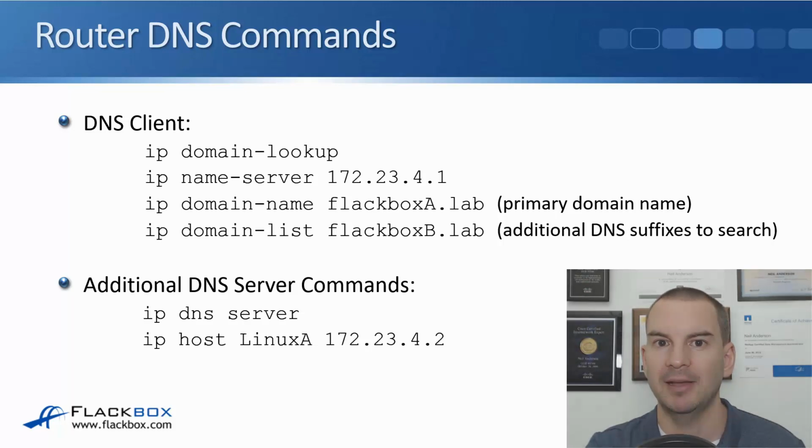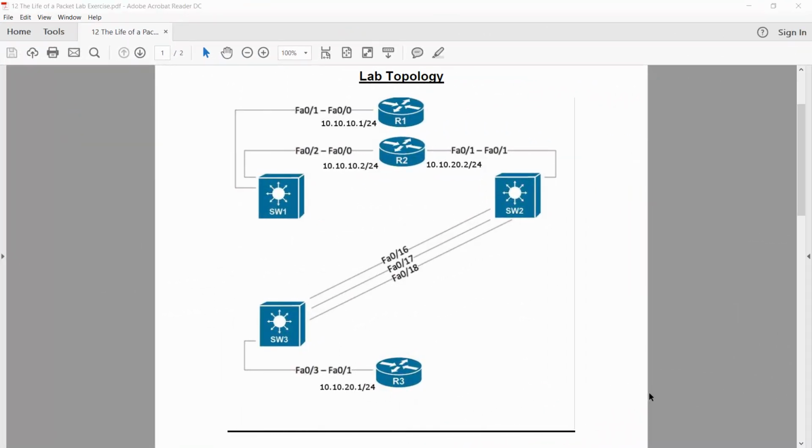Okay, those were the commands. Let's configure that in the lab next. I'll have a look at the lab topology first. You can see I've got three routers, R1, R2, and R3. R1 has got IP address 10.10.10.1. R2 is 10.10.10.2. It's also got an interface of 10.10.20.2. And R3 is at 10.10.20.1. I'm going to configure R3 as the DNS server, and I'm going to configure entries for all three routers on there so it will be able to resolve them, and then we'll configure R1 as the DNS client.